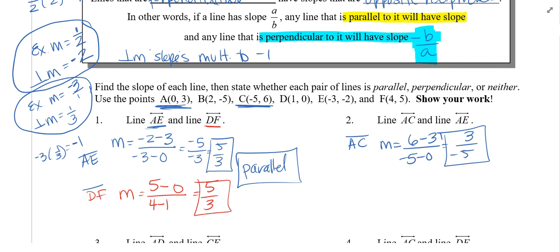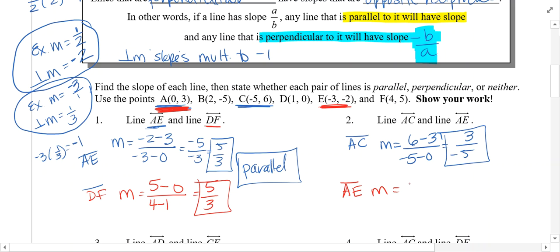And then we're going to use the line AE and find that slope. So A, again, I'm going to use this one, and E. So whichever one you want to use first for your y's, I'm going to use -2 minus 3 over -3 minus 0. So I'm just making sure I have that right. So this is -5 over a -3, which turns to a positive 5/3.